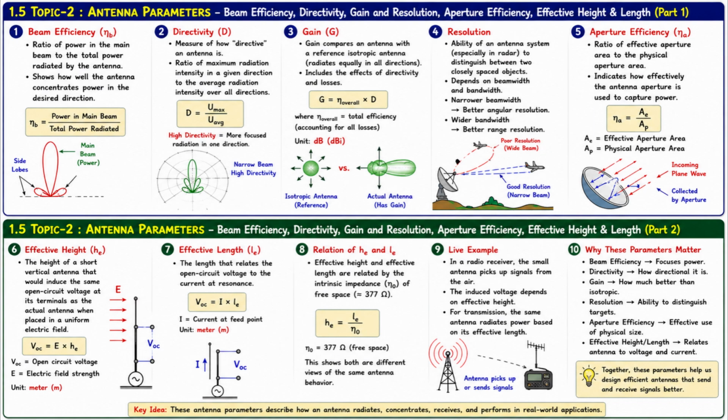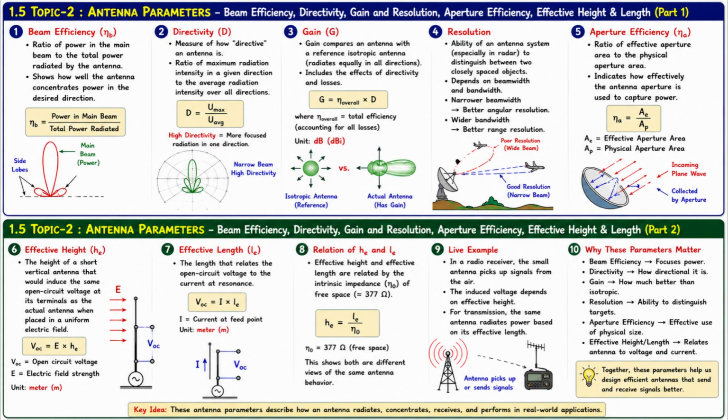What is directivity? Directivity means how well an antenna focuses energy in one direction only. That is the directivity. Example, a highly directive antenna is like a torch light focusing light in one direction only, not in other directions. Next point, what is gain? Gain means useful output power in a direction, including antenna efficiency also we have to consider.